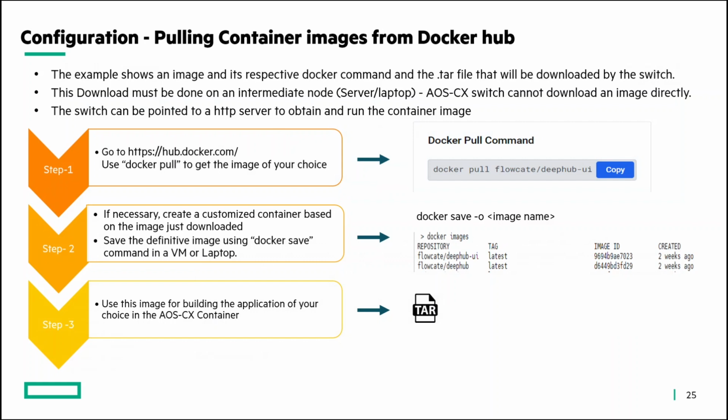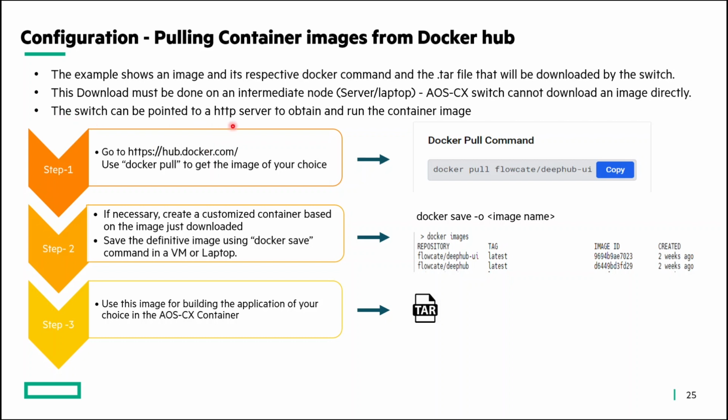So, pulling container images from Docker Hub. The below example shows an image and its respective Docker command and the tar file that will be downloaded by the switch. This download must be done on an intermediate node like a server or a laptop, as CX doesn't have the capability to download an image directly from Docker.